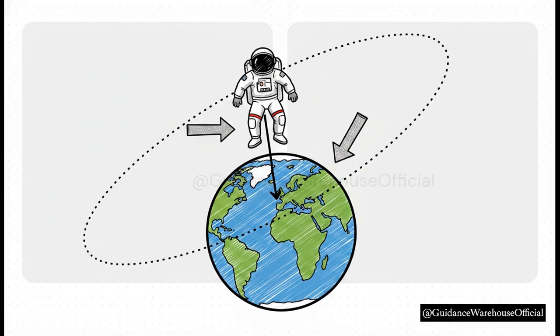So why are they floating? The astronauts are actually in continuous free fall. Because they are moving sideways so unbelievably fast, as they fall toward Earth, the planet literally curves away beneath them at the exact same rate. They are constantly, endlessly falling, but they never hit the ground. And that is what creates the perfect illusion of weightlessness.